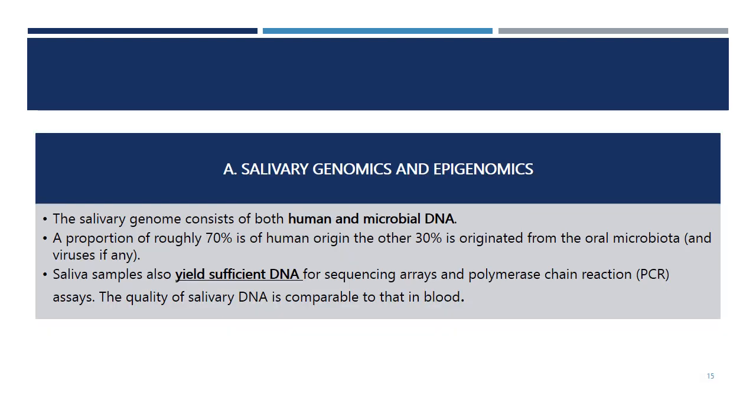Salivary genomics and epigenomics. The salivary genome consists of both human and microbial DNA. A proportion of roughly 70% is of human origin and the other 30% originates from oral microbiota. Saliva samples also yield sufficient DNA for sequencing arrays and PCR assays. The quality of salivary DNA is comparable to that in blood.